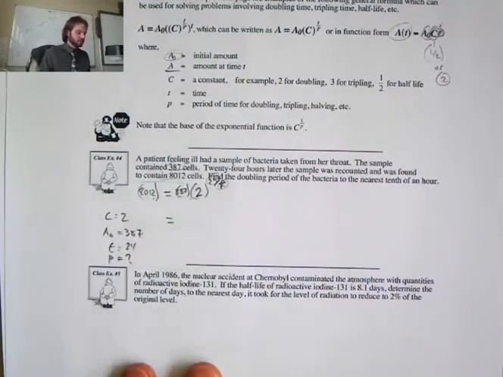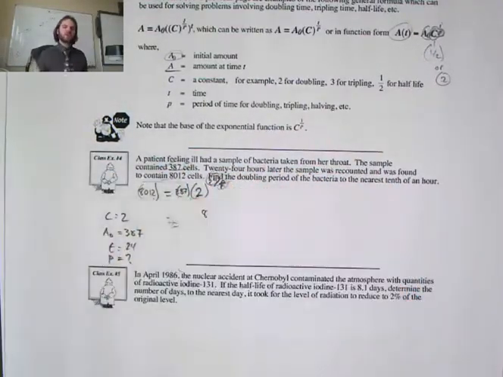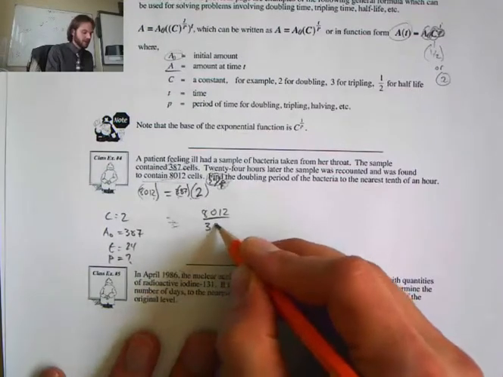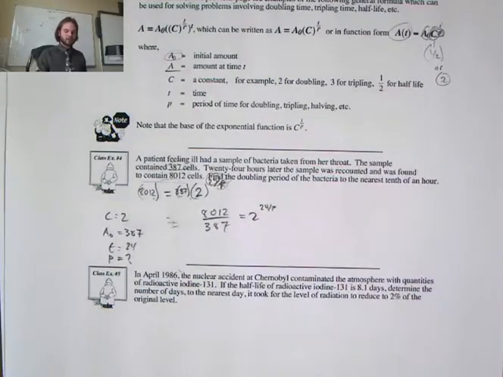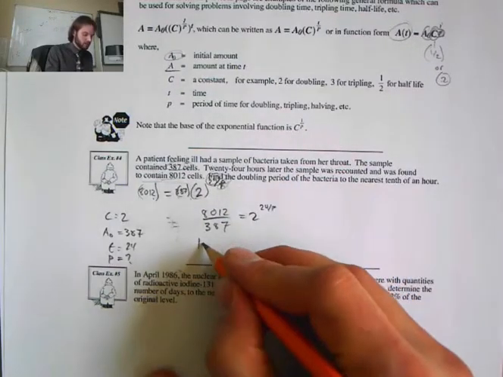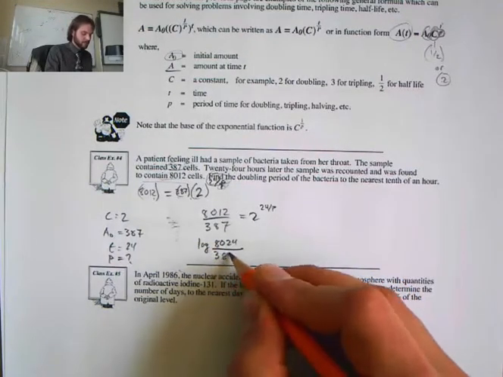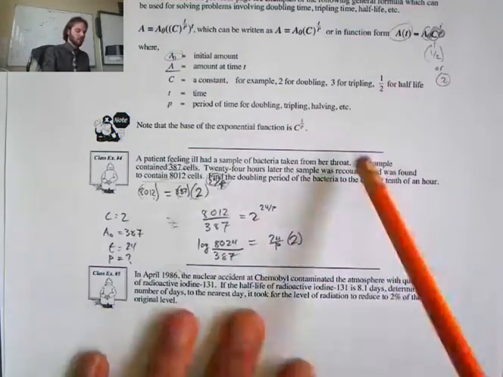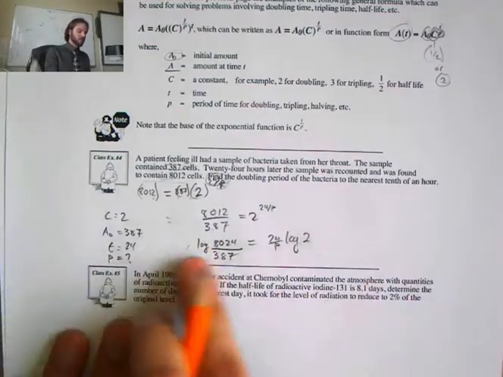So we continue this here. My unknown is the exponent, so I'm going to isolate for the exponent as best I can. With 8,012 divided by 387 is equal to 2 to the power of 24 all over p. Now, I'm going to have to log both sides. So I'm going to log, is equal to 24 divided by p, and we have log 2. Sorry, I have to log it to bring that down, right? Log 2.